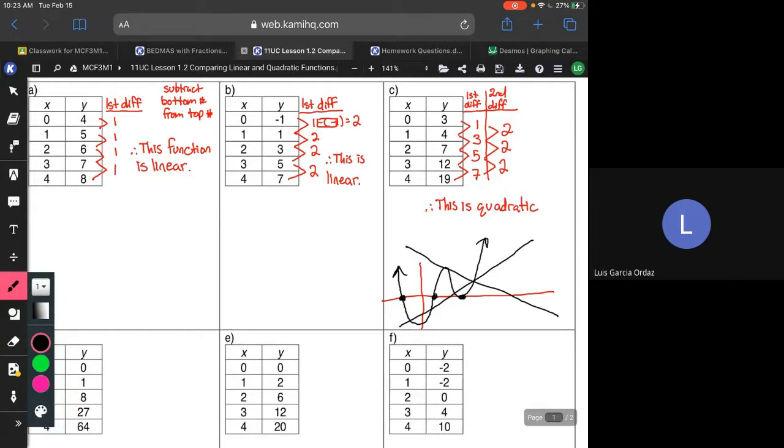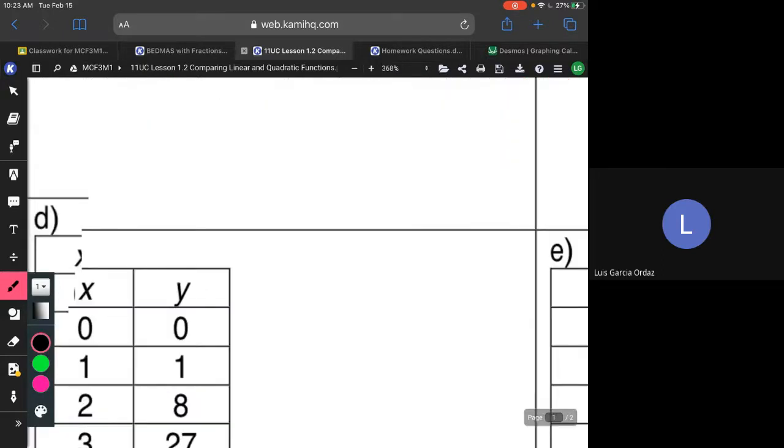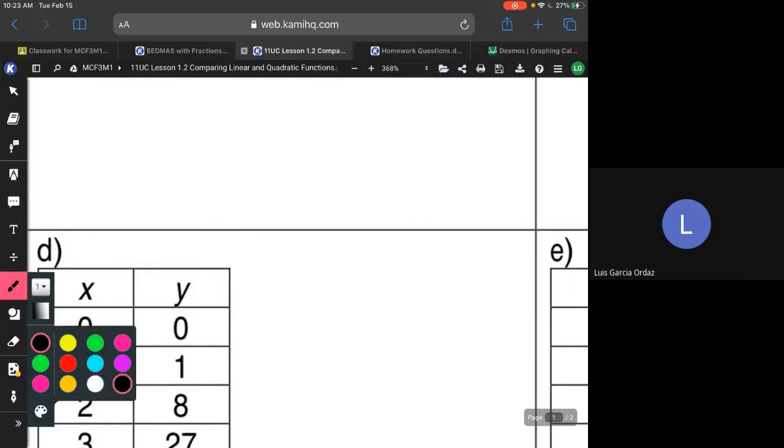So for D, I can tell you right away it's going to be neither, and it's a cubic function, only because I know it's a cubic function. So we will start again with D. Again, we'll start with my first differences and then work my way through process of elimination.